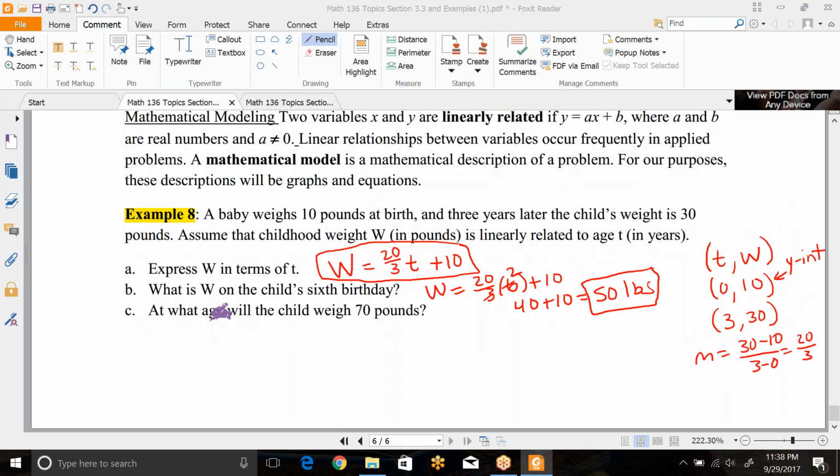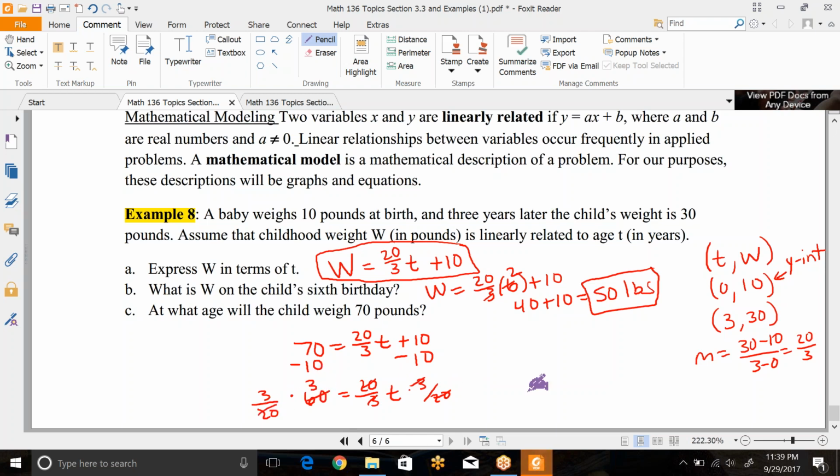And then the last one says, at what age will the child weigh 70 pounds? That's actually W. So 70 equals 20 over 3 t plus 10. In this case, we would be solving for t, so we would subtract that over. And then the way to get rid of a fraction is to multiply by its reciprocal. That just gives me t on the right side, and then 20 goes into 60 3 times. 3 times 3 is 9. And this is years because that's the age that they're measuring in. So that is the end of section 3.3.